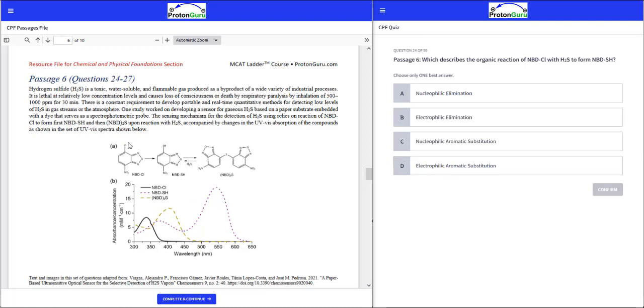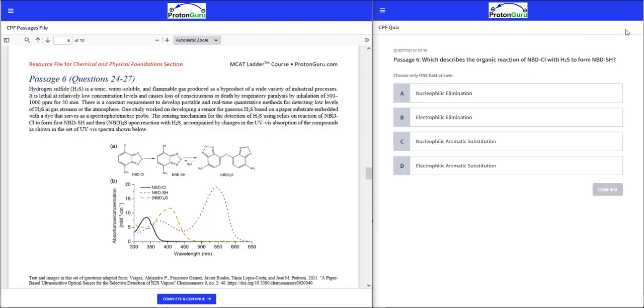So reading the passage, what you see is that it's exposure to H2S that causes this reaction to take place. So down here it tells us the sensing mechanism for detection of H2S relies on reaction of NBD chlorine to form NBDSH. So it's detecting H2S by reaction.